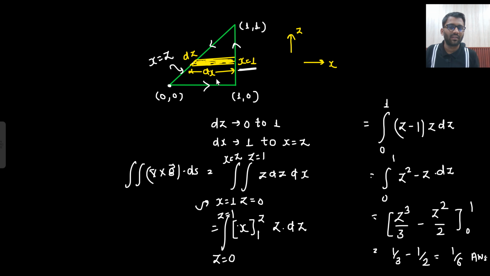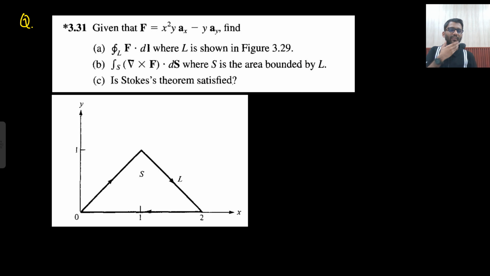Same thing is happening here. If I am taking the strip in this direction, along z I am moving it. So z is changing from 0 to 1, but x is changing from x equals 1, which is fixed here, to x equals z. Is that clear? Let's see more examples, and by more and more methods we will solve.